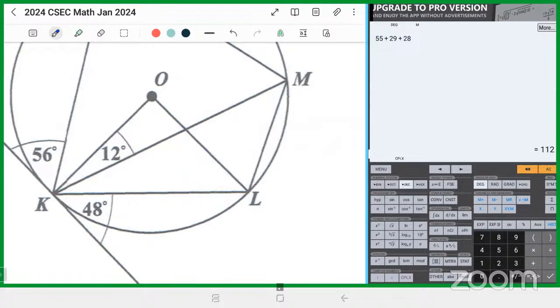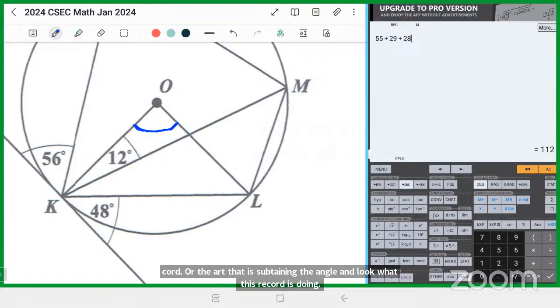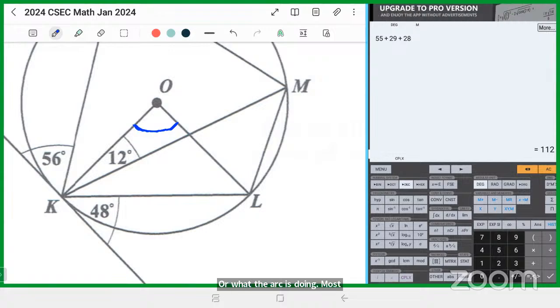Look at the process of elimination now. So the question asks us for this angle. I always say, find the chord or the arc that is subtending the angle and look at what else the chord is doing, or what else the arc is doing. Most times it's better when it's a chord that is subtending the angle. And that's what we have here. How do you find the chord? You come back along the sides of the angle until you reach a circumference, which is here. And you come back along the other side until you reach the circumference.